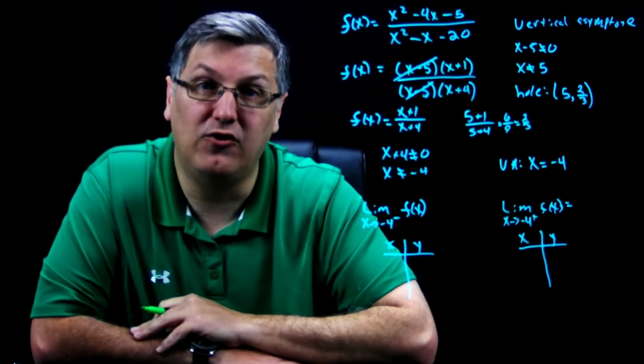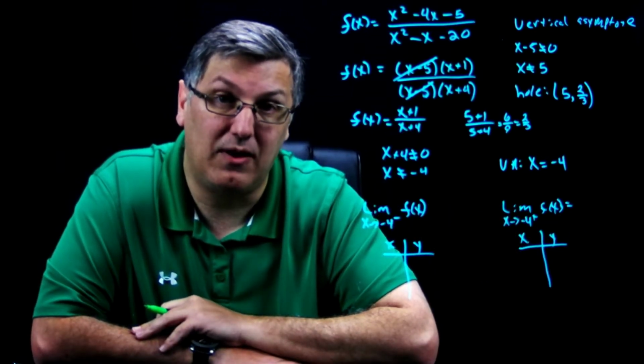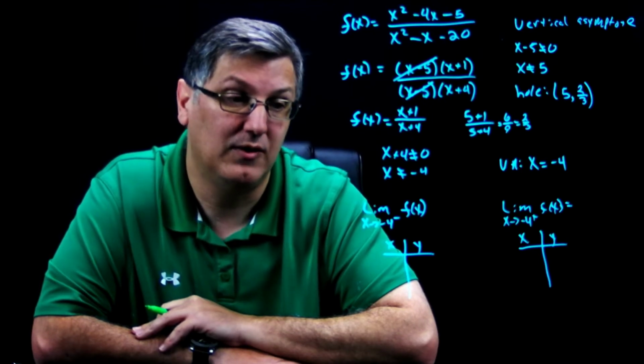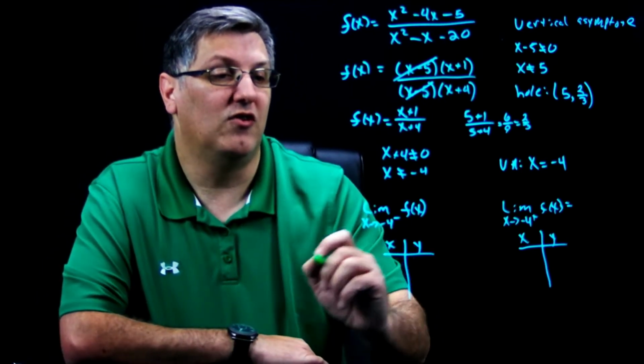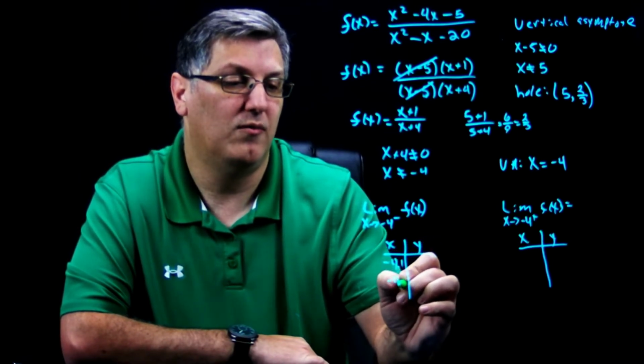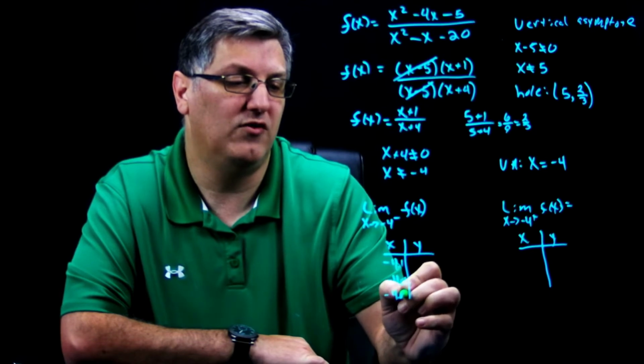Tables will never fail you when you're doing a limit. Remember that when you're taking calculus. Tables will never fail you when you're doing limits. All right, so we need a number to the left of negative 4, so that's going to be negative 4.1, negative 4.01, and negative 4.001.